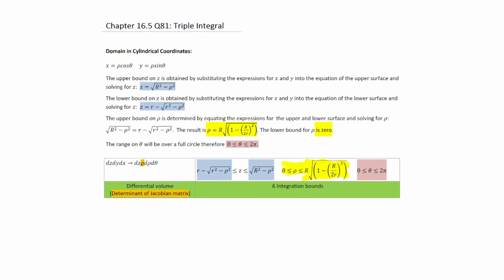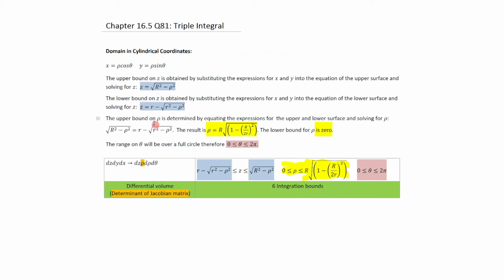The upper bound on z is obtained by substituting the expressions for x and y from the previous slide into the equation of the upper surface and solving for z. If we do that, we end up with the expression that you see here. For the lower bound on z, you get that by substituting the expressions for x and y into the equation of the lower surface and solving for z, and you end up with this expression.